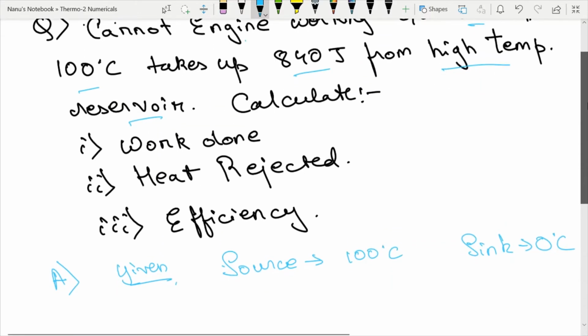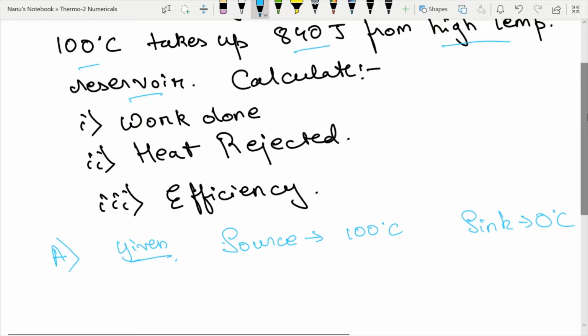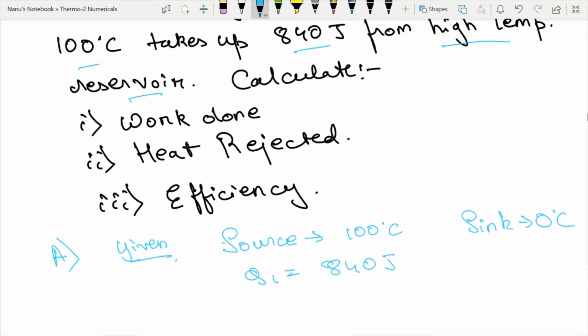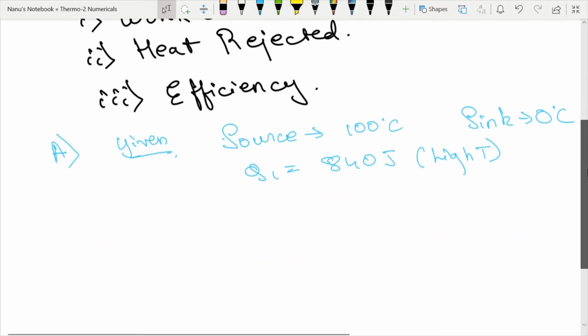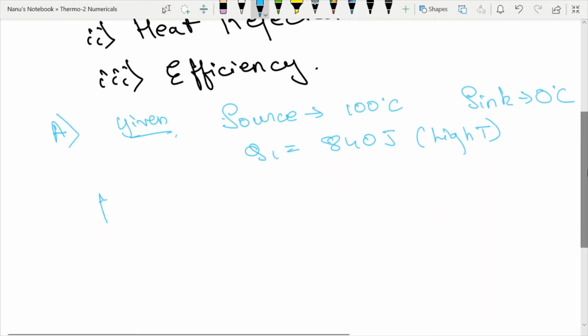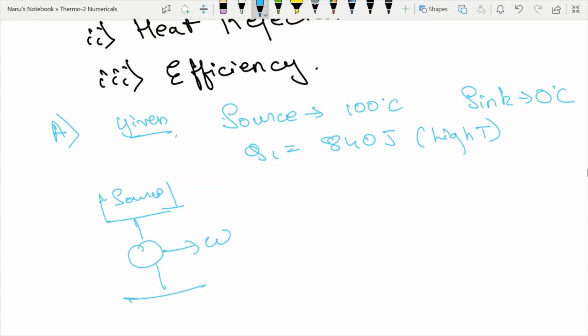Yes, and the energy that goes in, let us say Q1. That is, Q1 is 840 joules from the high temperature. So I'm just writing high. I've written all the information. Now I need to calculate the work done. So let us see how we will do that. Let us just draw a rough diagram. It's very easy to draw these diagrams. Let us say this is the source. This circle is the engine. The work is produced over here. This is the sink. And what it says, Q1 is 840 joules.